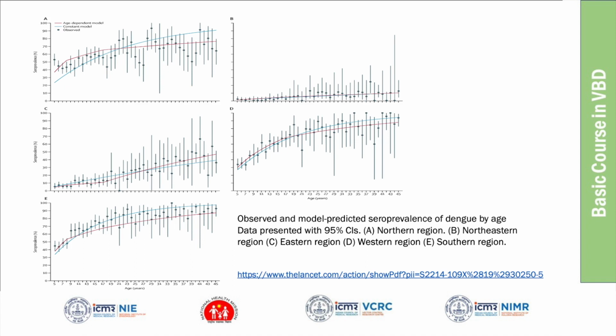Children have lived here for very few years. Their exposure is very less. That's why the seroprevalence is low. So as age increases, the seroprevalence increases. It means that the disease is endemic. If a disease is endemic, then as age increases, the seroprevalence increases.